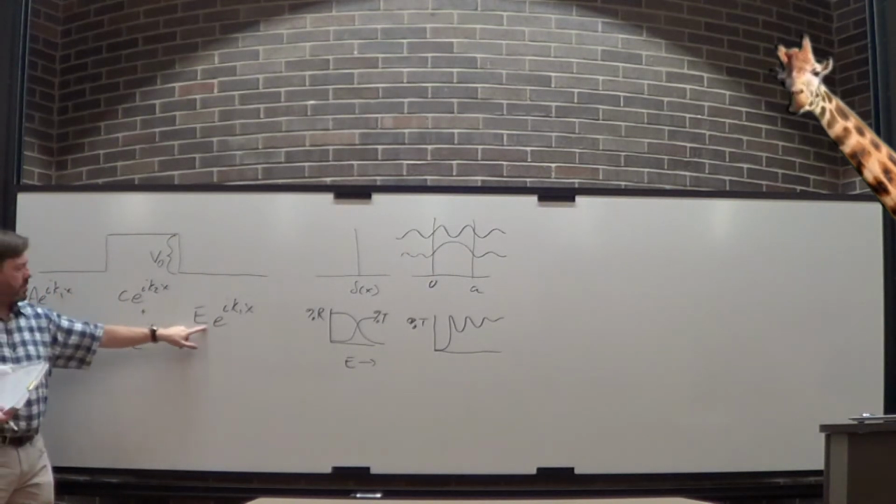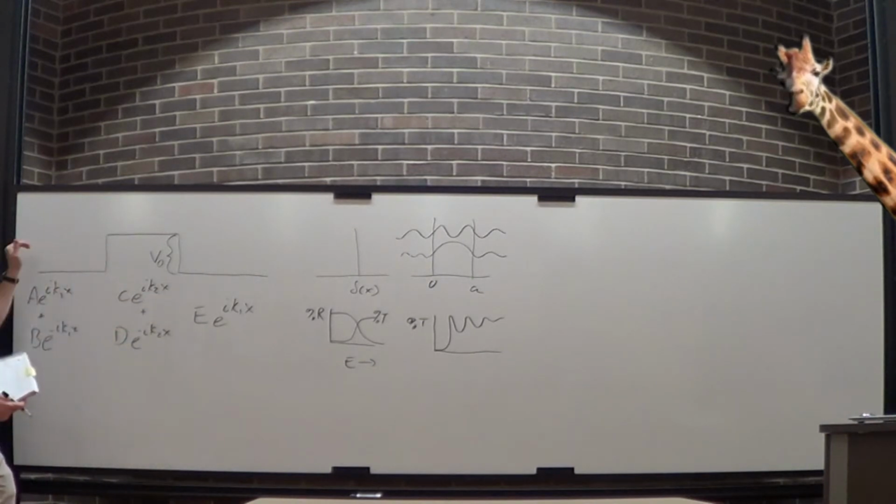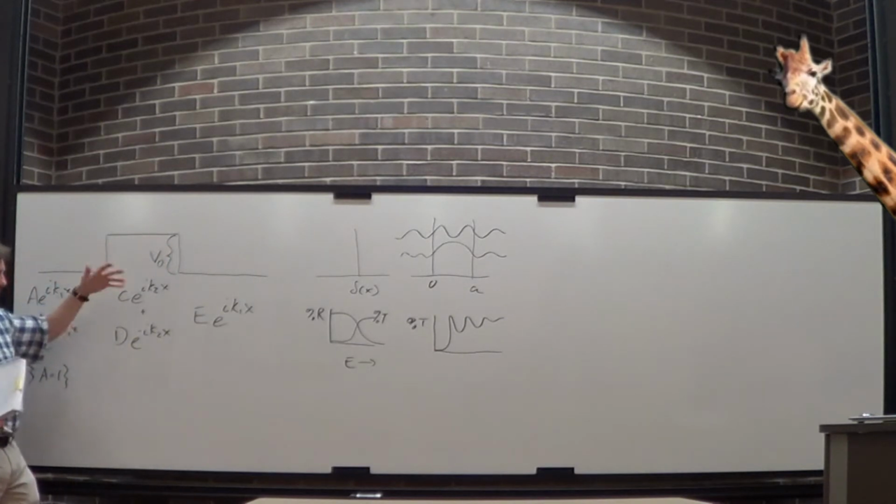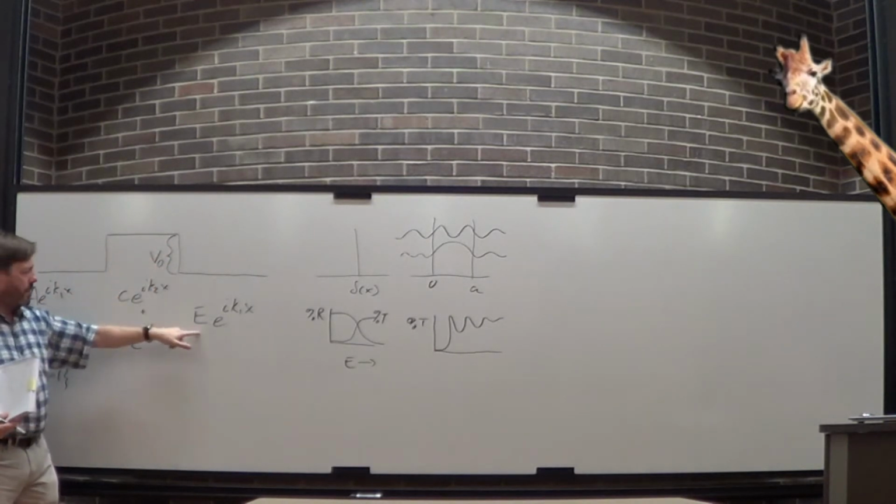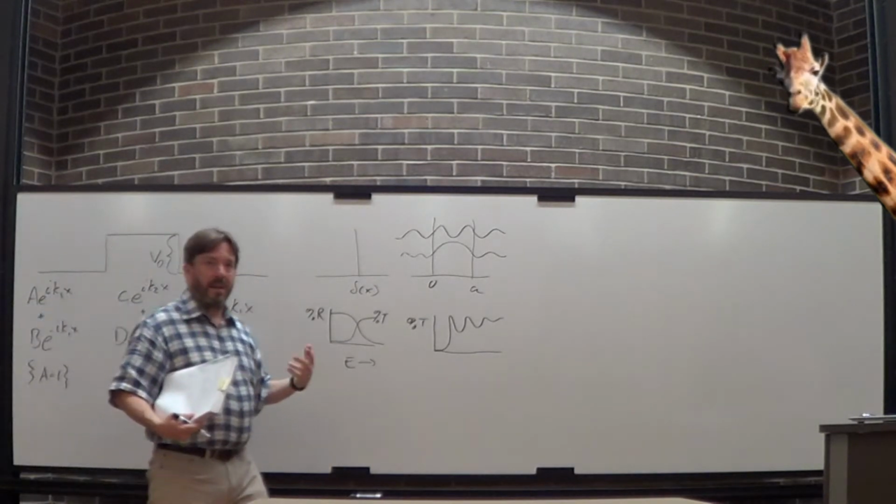So the amplitude will be less. Some of the A wave, which we assume A is 1, will decrease because of the barrier. I mean, no way that's not going to happen. So the amplitude will be less, but the wavelength will be the same.